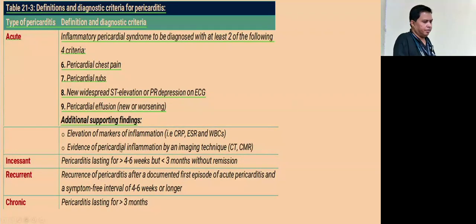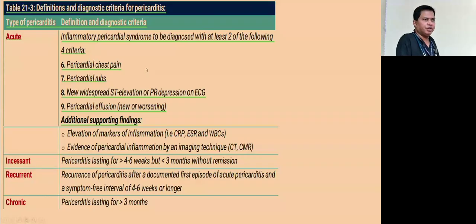Now, how does a patient present with acute pericarditis? There are four criteria, 1, 2, 3, 4. If two are present, we can diagnose acute pericarditis. So the first is the history. In history, actually, the pericardial chest pain.